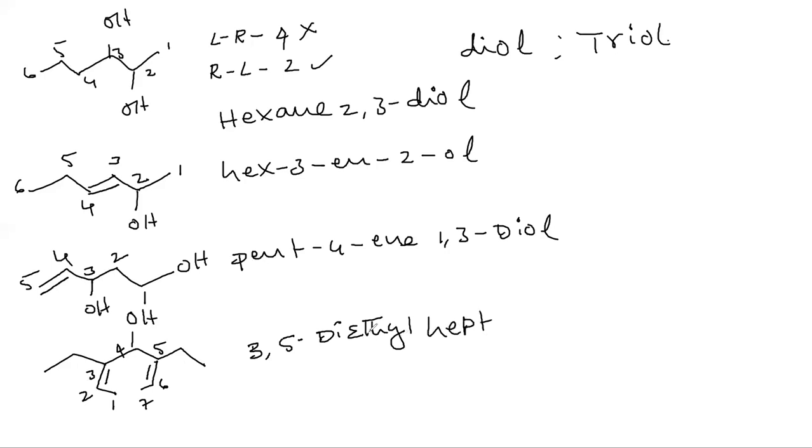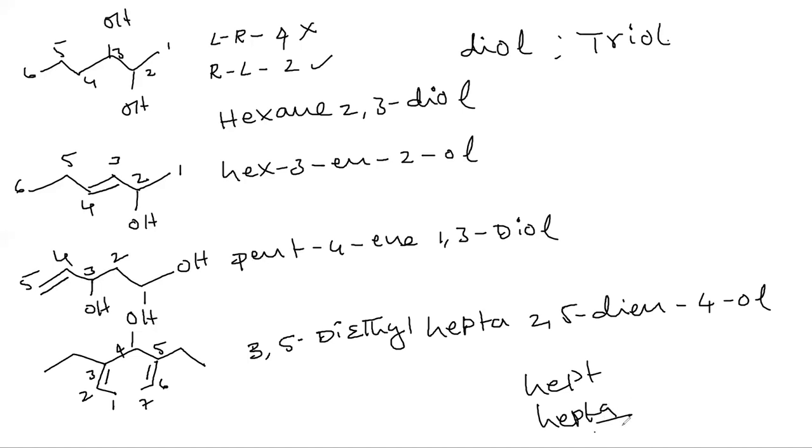Hepta. Sorry, so we have to write hepta, 2,5-diene, 4-ol. Whenever we have a single unsaturation site, then we will write it as hepta-ene. Whenever we have 2 unsaturation sites like diene, triene, then we have to write it as hepta-diene. Remember this one.